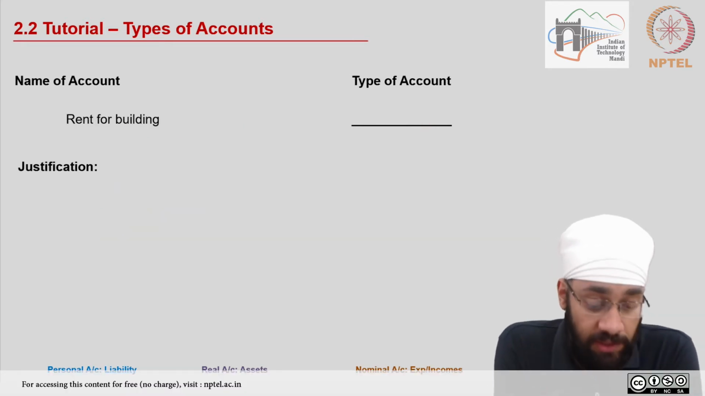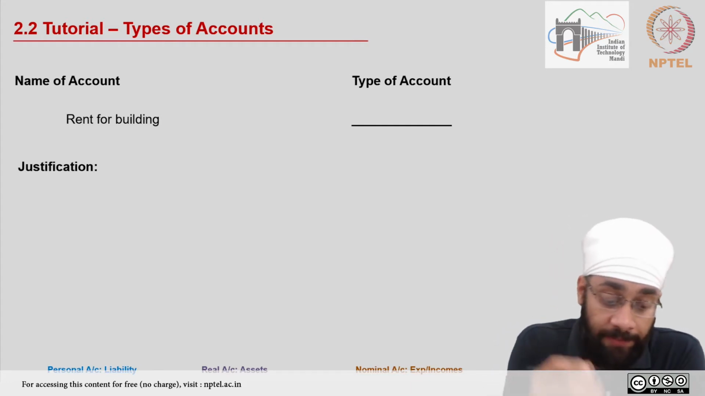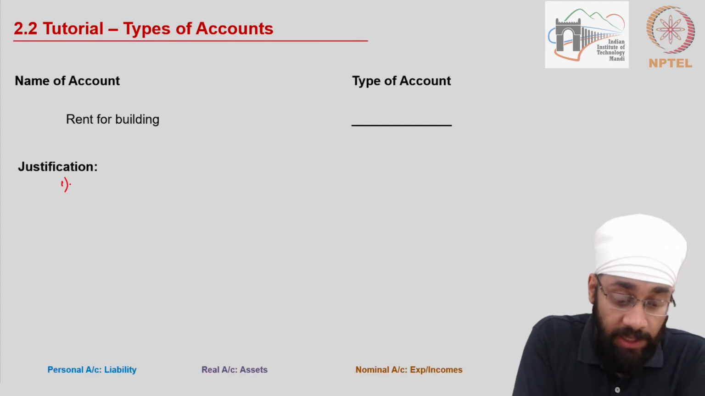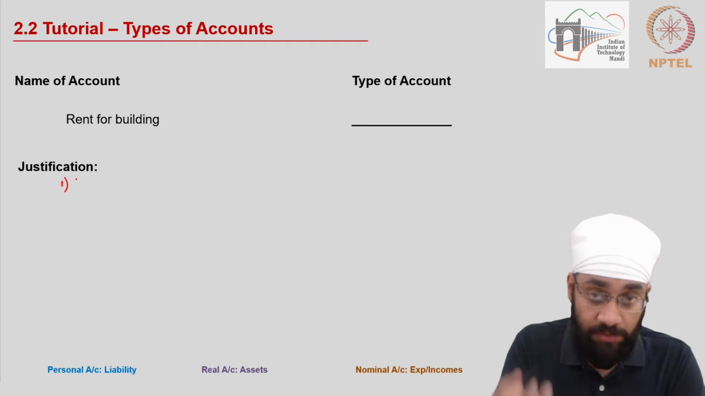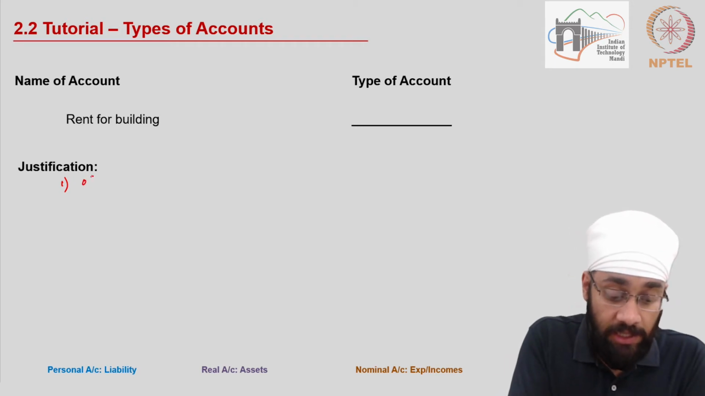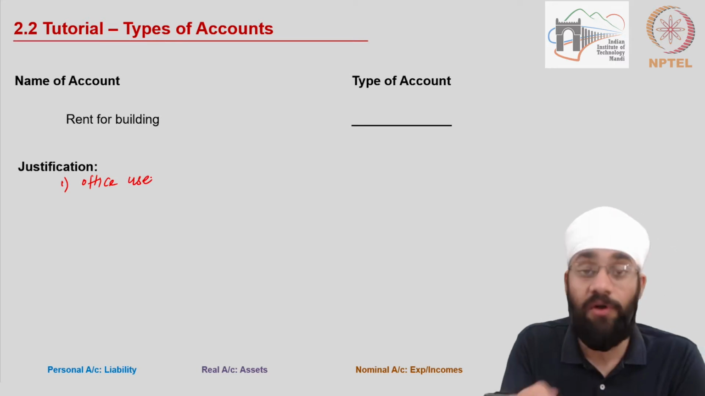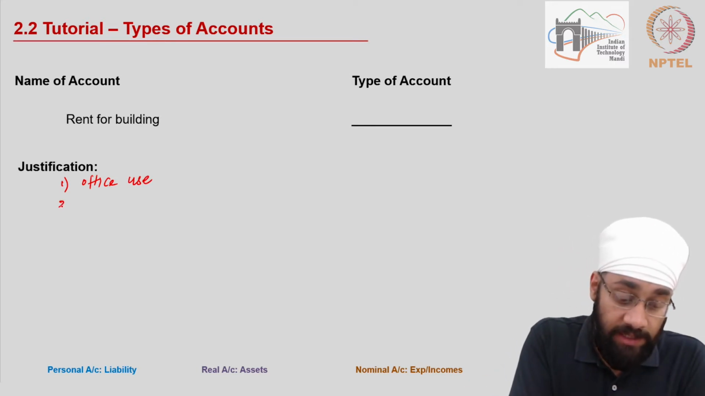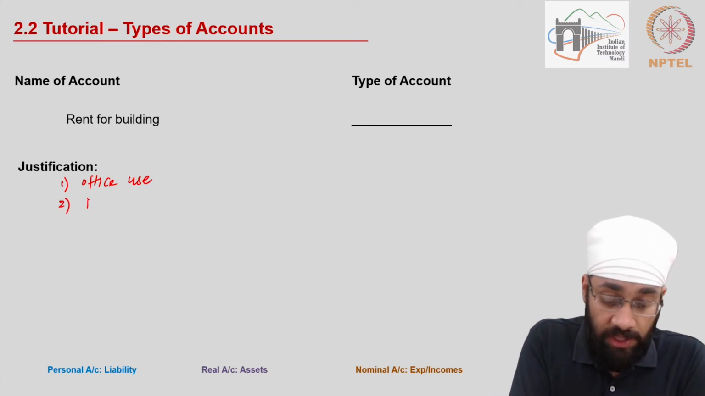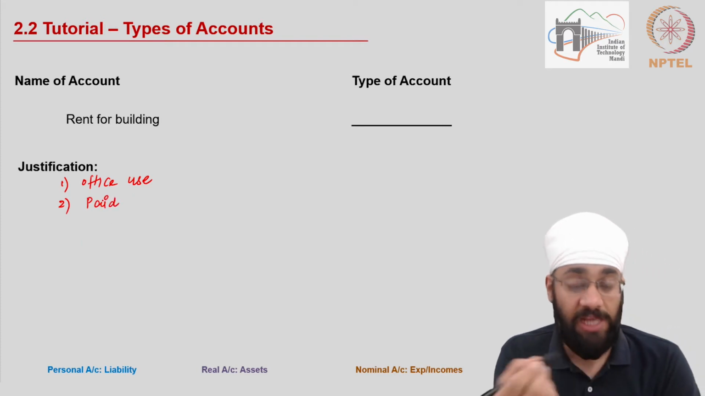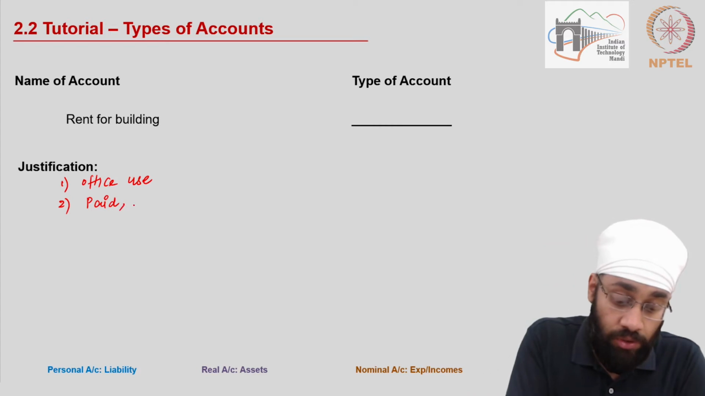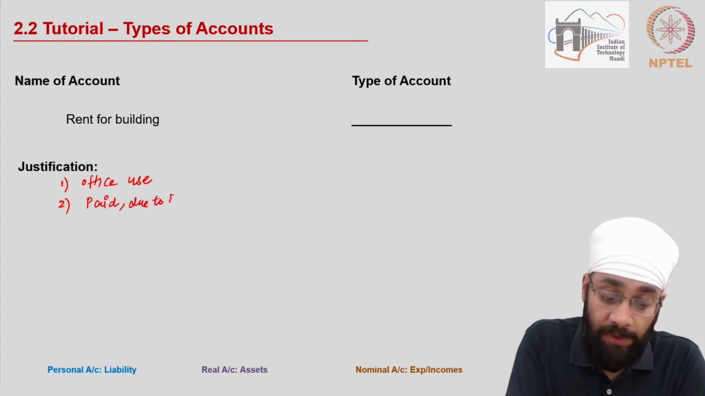Next up, you have rent for building. Now, what does this mean? Building is being used for the office purposes. Number one, that is the assumption. So let's say this is an office. This is for office use. And second, we're going to say rent is being paid, has been paid, or it is due to be paid.